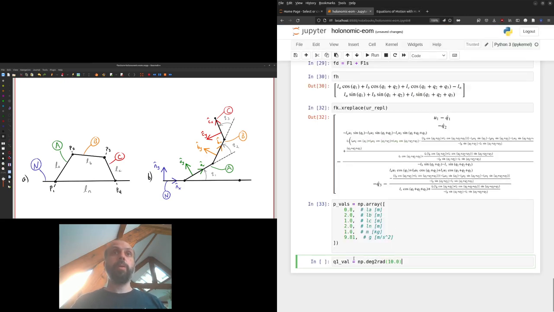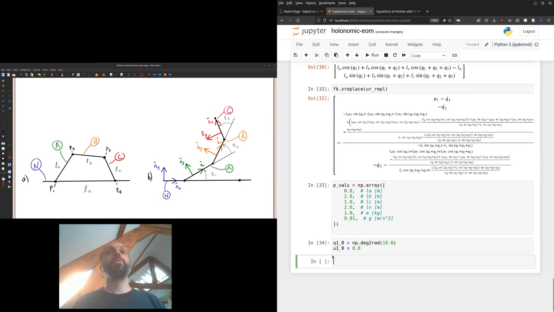All right, so I'm going to pick some initial conditions for this system. We know that Q1 is our single independent coordinate, and U1 is our single independent generalized speed. So we really only get to set those two things. So I'm going to set this thing initially at rest with U1 equals 0, and then Q1 at the initial condition will give it an angle of 10 degrees.